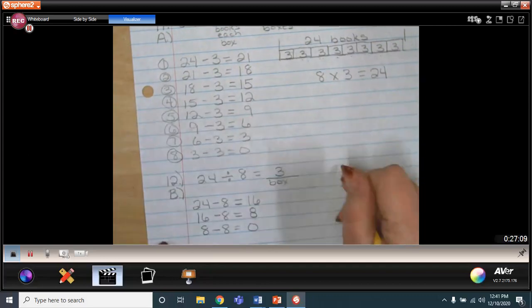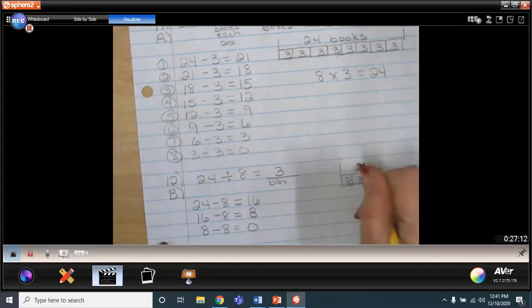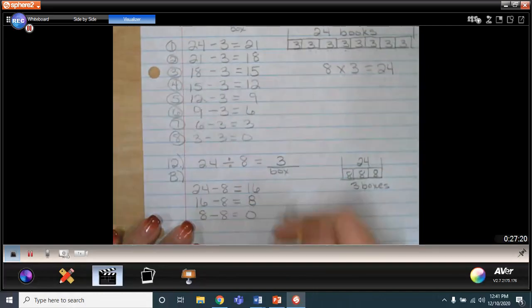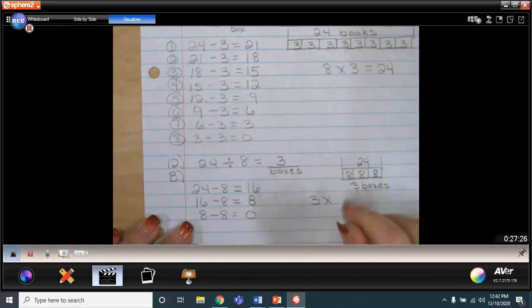And I'm going to show my model here. So I have 24, and there are 3 boxes with 8 books in each box. I can check my multiplication or my division using multiplication. 3 boxes, 8 books in each box. 8 plus 8 is 16, plus another 8 is 24.